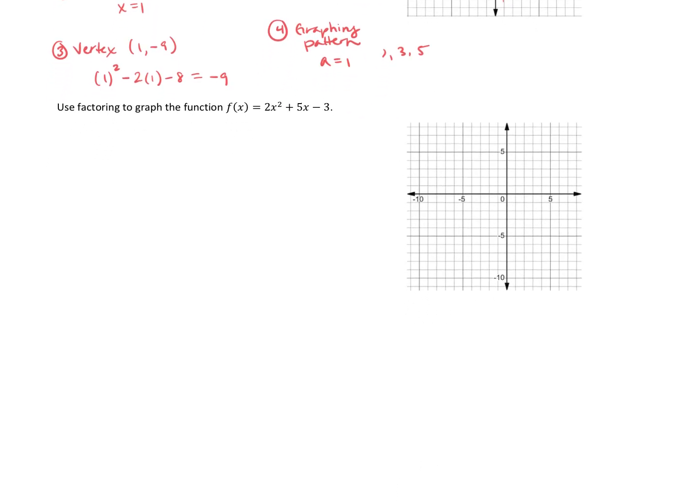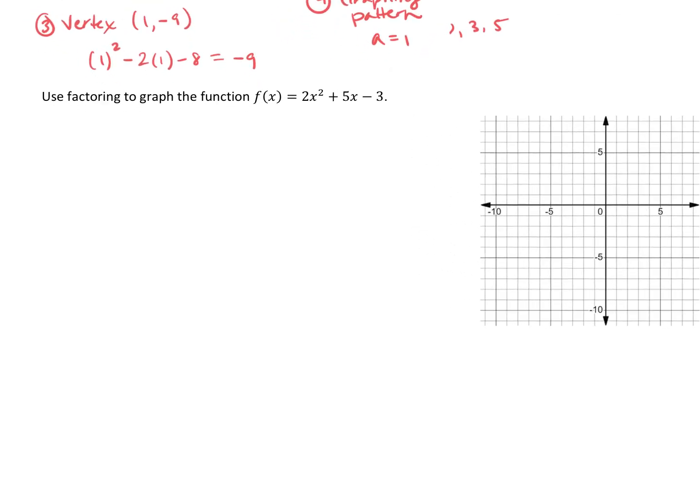All right, so we're going to try another one. This time our function is f of x equals 2x squared plus 5x minus 3. So we're going to follow the same steps we did before. First step, we're going to factor the related equation. Replace your f of x with 0, so we have 0 equals 2x squared plus 5x minus 3.